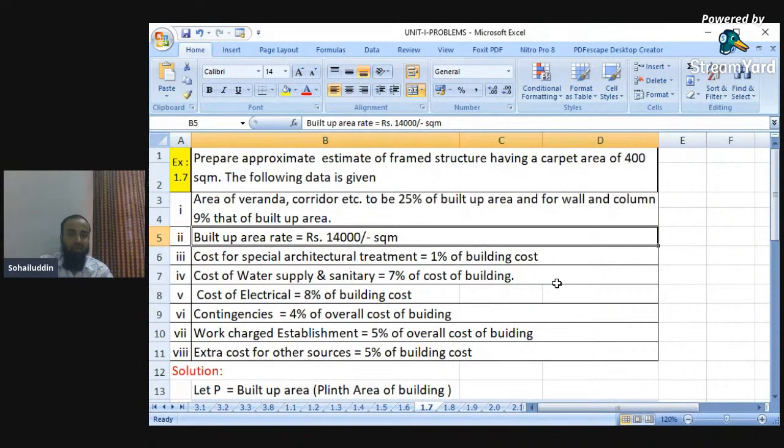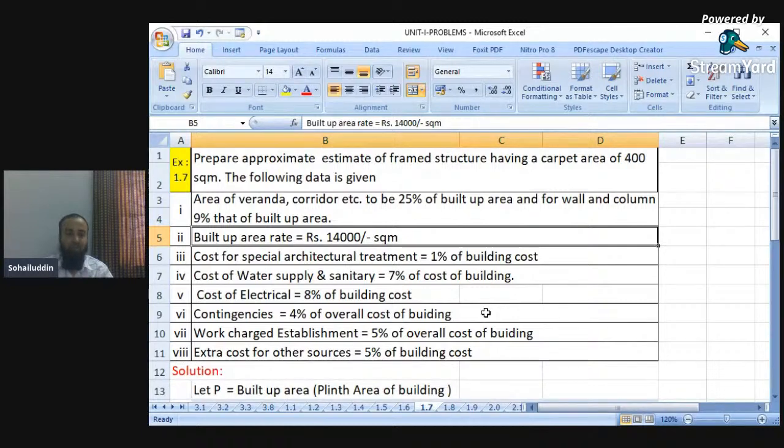Next is the cost of electrification. It is given as 8% of building cost, and contingencies is given as 4% of the overall cost of building. In the last lectures, we have seen what contingencies are. Contingencies are unforeseen expenses. While in construction, we have to reserve some amount in order to overcome the hurdles and continue the construction, and avoid the unwanted things in the construction work. Such an amount is the contingencies. So 4% of the overall cost of building is reserved for the contingencies.